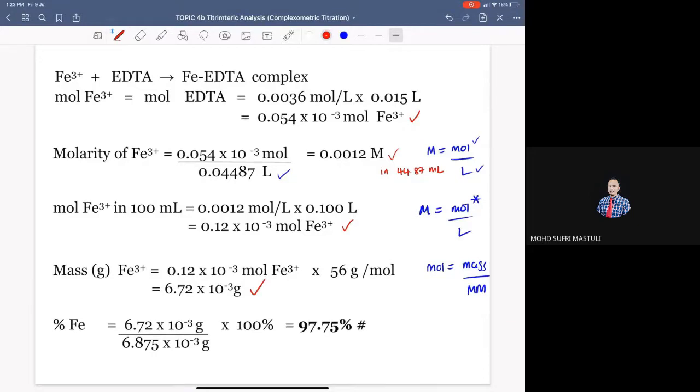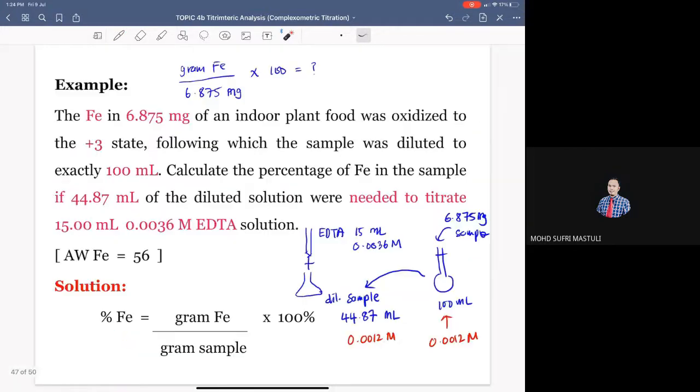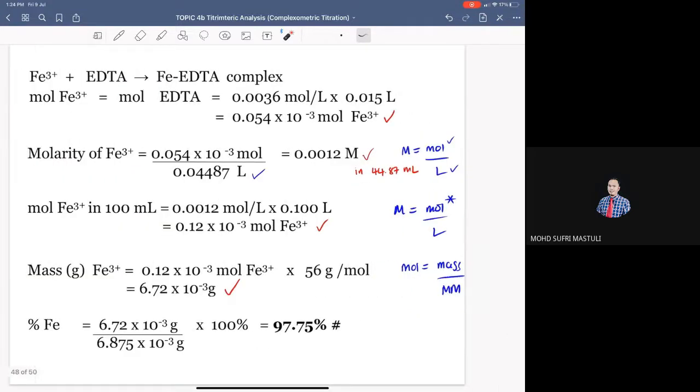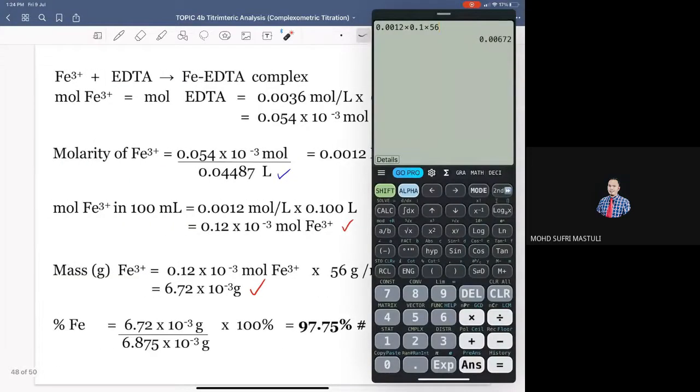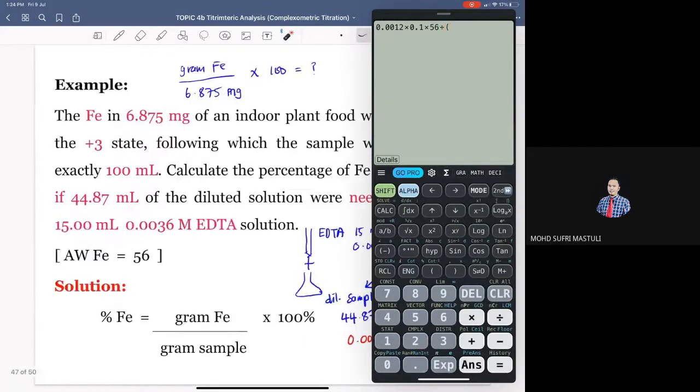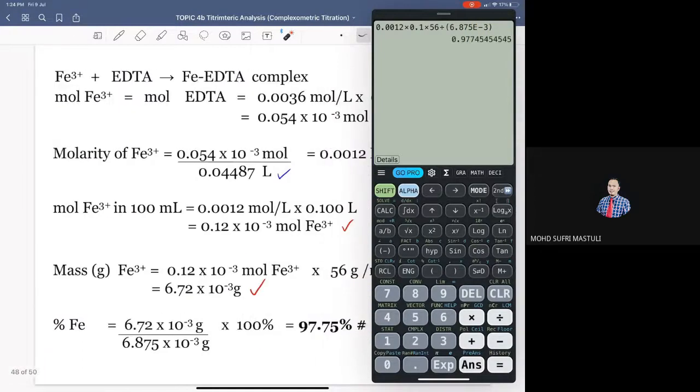All right. So the percentage is mass of Fe divided by mass of sample. So mass of Fe, this one, divided by mass of sample, 6.875 times 10 to the power minus 3. Then times 100 because it's asking in terms of percentage. So 97.75 percent.